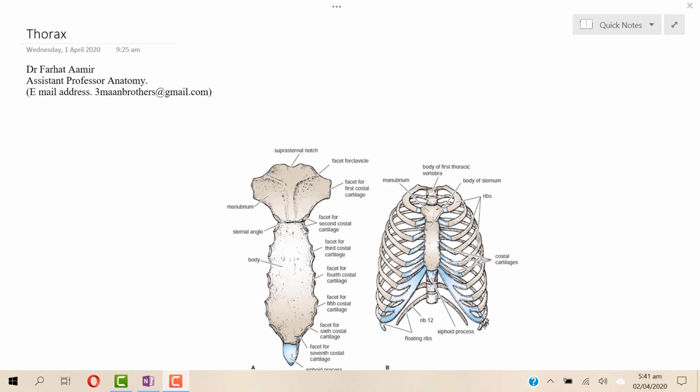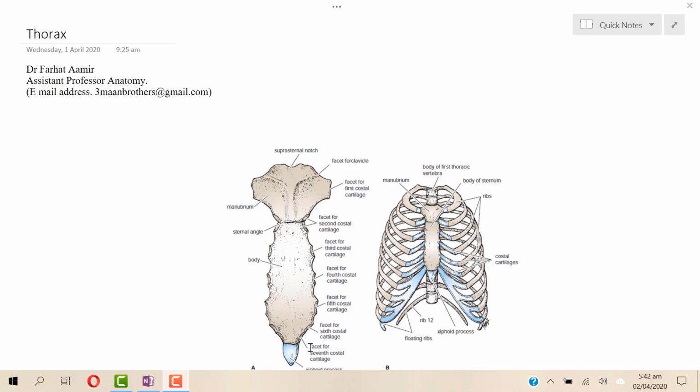The word xiphoid comes from a Greek word which means sword, or the point of the sword. The xiphoid process forms a joint with the body of the sternum. If you see in the diagram, this line is showing a joint which is called the xiphisternal joint. This xiphisternal joint is of the primary cartilaginous variety.